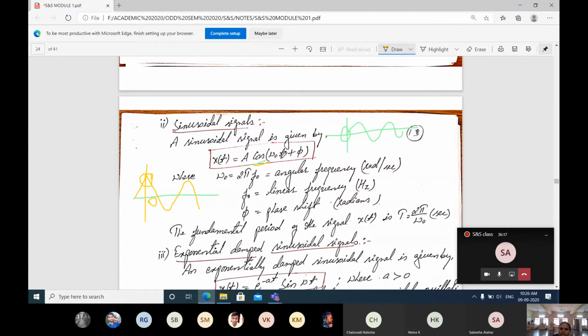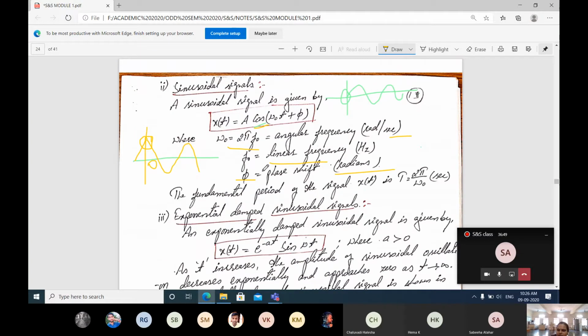That's what A cos omega naught t plus phi. Based on the application we are going for, but in signals, if I am going to learn, we are preferring the cos. Based on application I can use sin also. Okay, then what is omega naught? This is the angular frequency, that is 2 pi f naught. What is f naught? Linear frequency in terms of hertz, omega naught in terms of radians per second, and what is phi? It's the phase shift in terms of radians. Then what is the fundamental period? We already came across, that is T equals 2 pi by omega naught in terms of seconds.